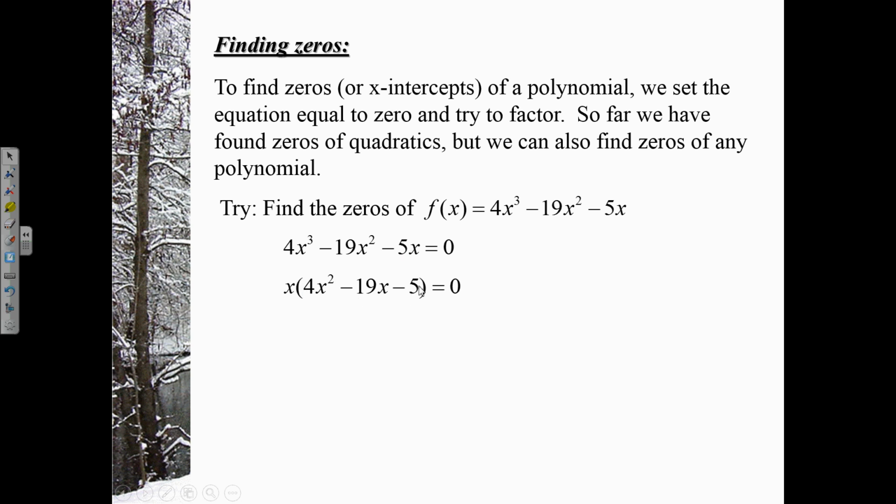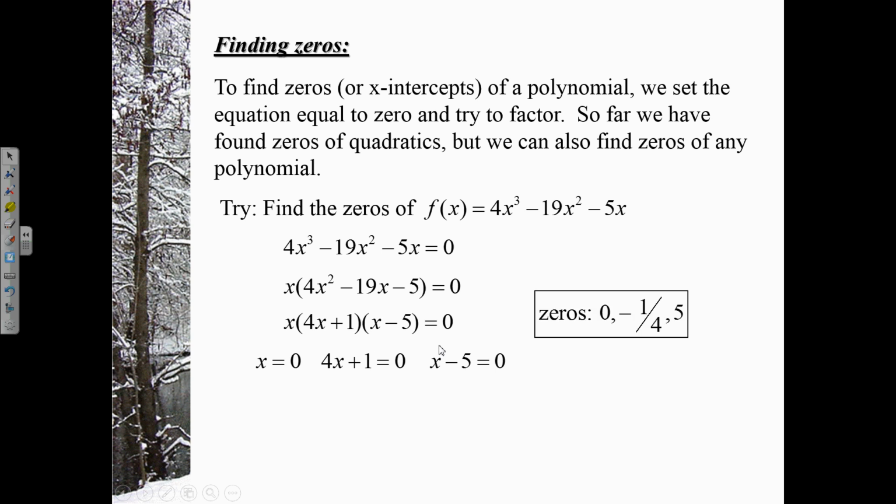Now, I would recommend you try to factor this yourself, but if you want to just watch on here, this is what the factoring would come out to. So then you just set all of your factors equal to 0, and you solve each one for x. So here you get 0, here you get -1/4, and here you get 5.